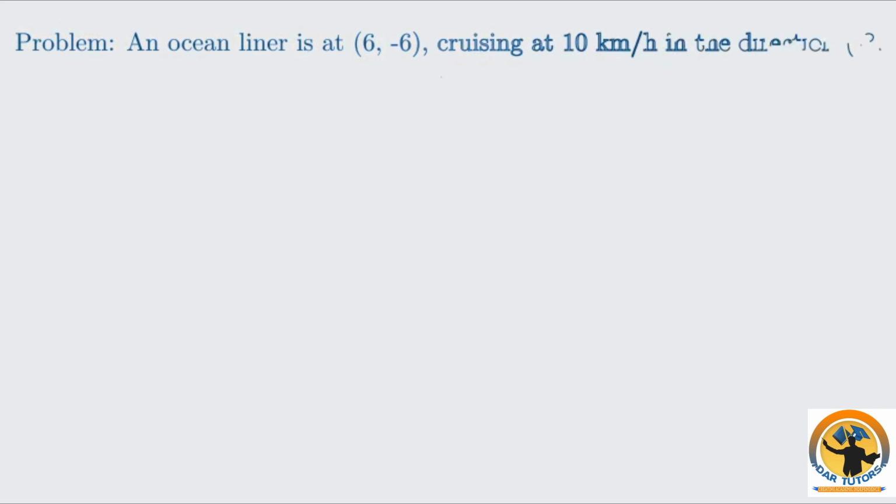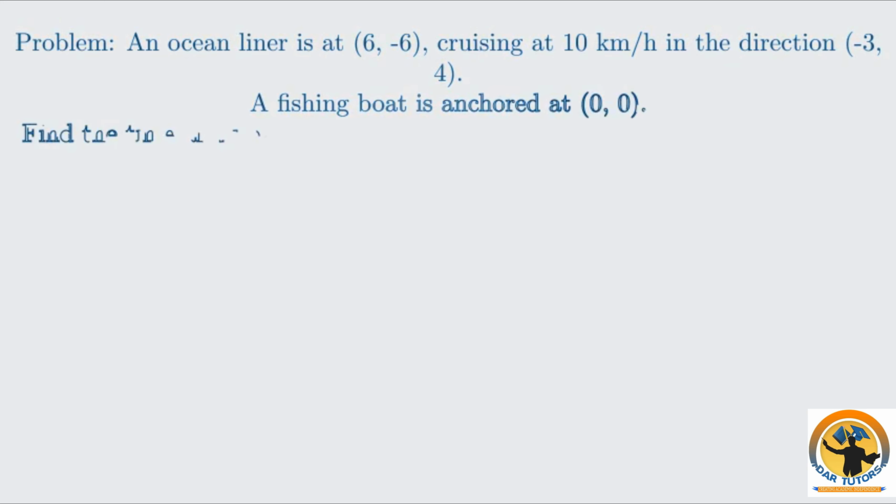Let's tackle another motion problem, this time involving a ship in a port. An ocean liner is at position (6, -6) and is cruising at 10 kilometers per hour in the direction (-3, 4). The fishing boat is anchored at the origin, (0, 0).